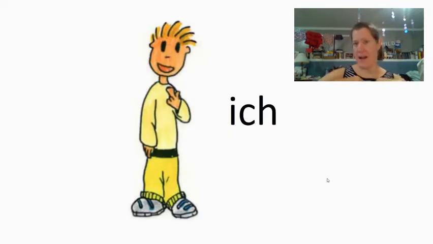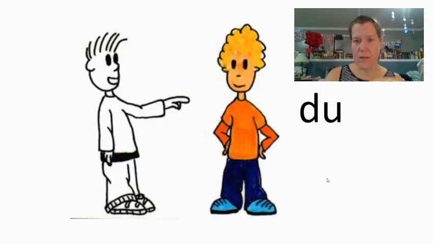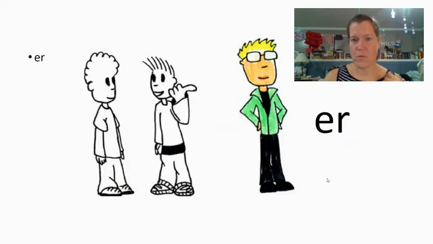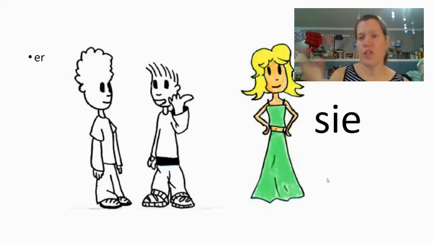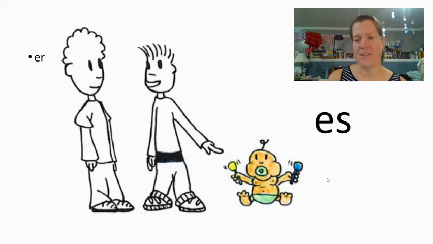Okay. It can be I, ich, du, you. He, er. Okay, so the guy over there, er, he. She, maybe she is doing the action. Es, the baby, right? The baby is an it in German. That's how it works. Yeah, the word baby has no gender. It's neutral, gender neutral. So it's it, es. Okay, so when you talk about the baby, you say, it needs changed.